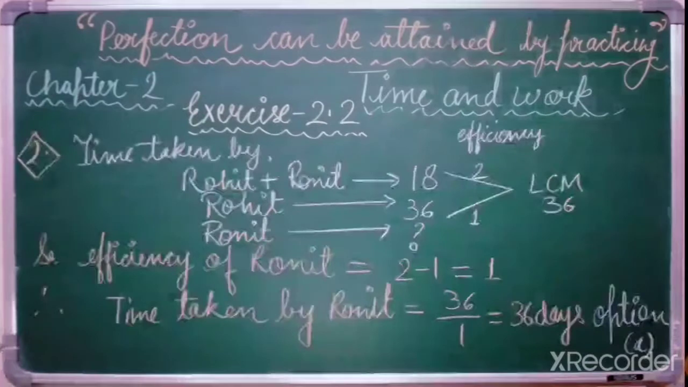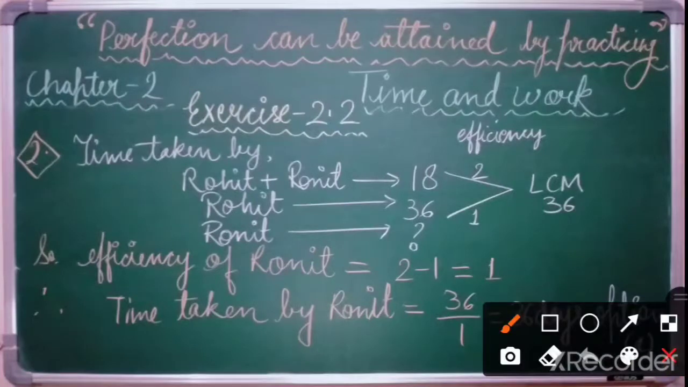Moving to question number 2, that is, Rohit and Ronit complete a project in 18 days. Rohit alone can do it in 36 days. How long will Ronit take to complete the project on his own? Suppose Rohit and Ronit, working together, take 18 days. Rohit alone takes 36 days.